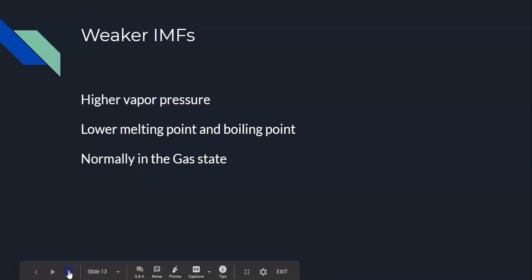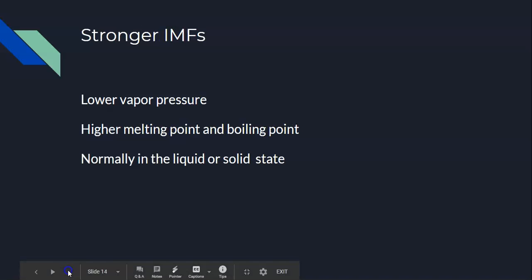Weaker IMFs are going to have lower melting points and boiling points. They're normally in gas phases, and they're going to have a high vapor pressure. And then the strong are going to be the opposite. So lower vapor pressure, higher melting and boiling point, and normally in the liquid or solid state.